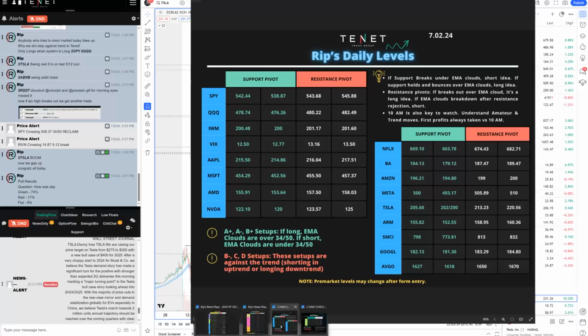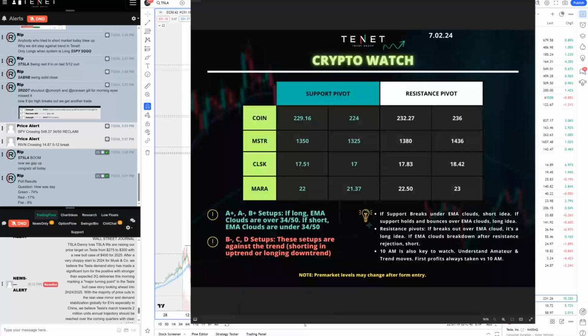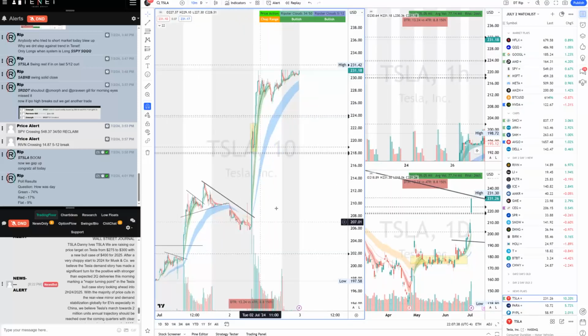Then we also have something we call our day 2, day 3 setups. I did a webinar on this. These are repeatable setups, and CHWY was a nice one from the day 2, day 3 setups. We also share crypto trades, like COIN and MSTR, if anybody is interested in trading these setups when Bitcoin is strong or weak. I'm usually on voice for the first 2-3 hours of the market open, guiding everybody through the market and telling them what I'm trading. So that's the introduction for the community.